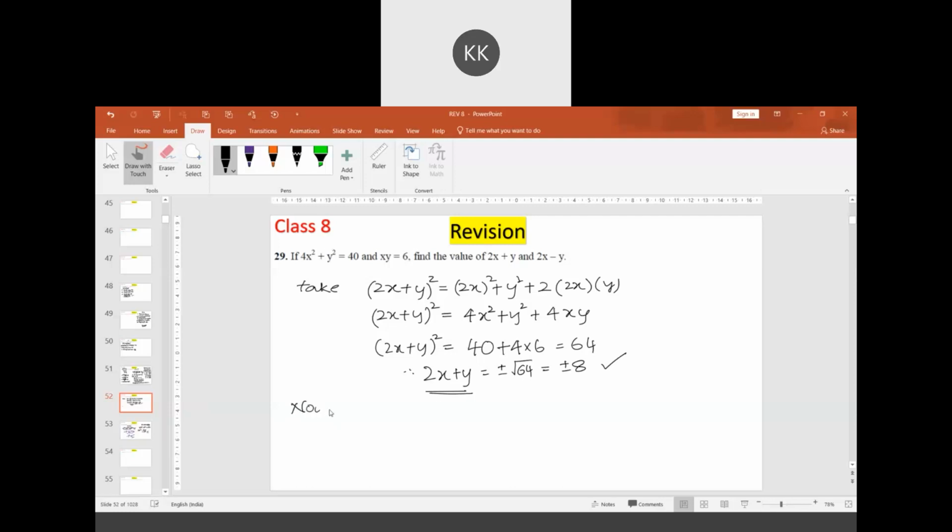We got the value of 2x plus y. Now let us take 2x minus y whole square, which is 2x whole square plus y square minus 2 times 2x into y.